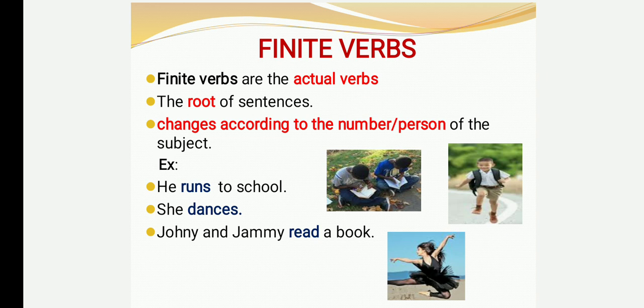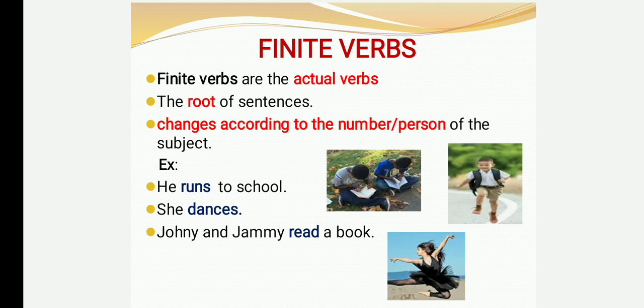Example, let us say a schoolboy is running. We used to say, he runs to school. And in the second picture, a girl is dancing. She dances. Johnny and Jamie read a book. In the upper picture, the two boys are reading. I just bolded and highlighted only the verb which changes as per the number of the subject.